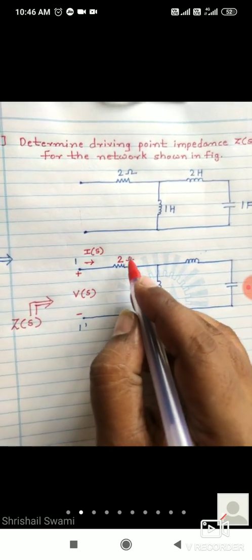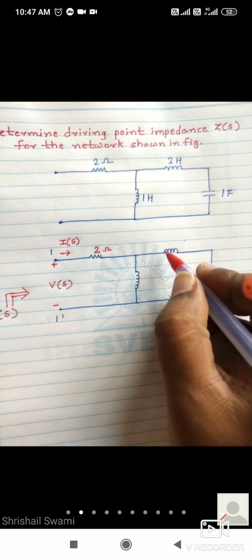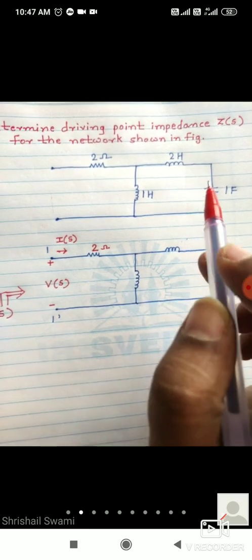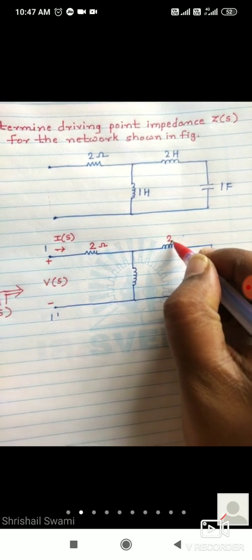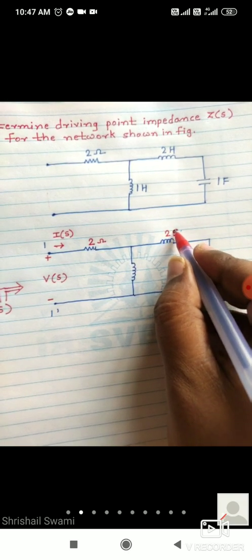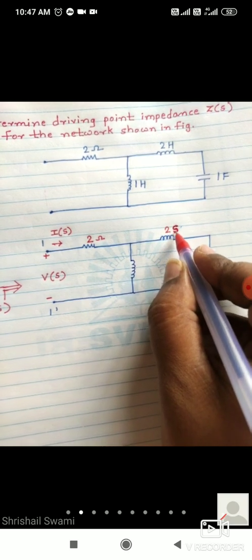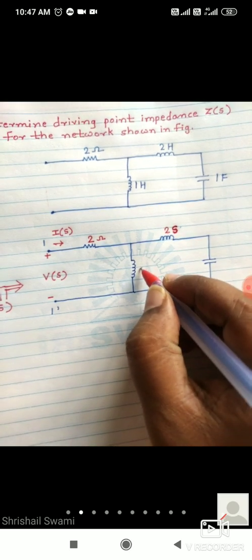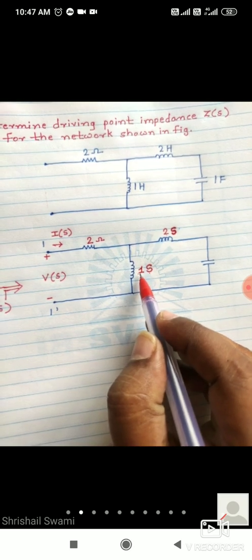2 ohm. In the Laplace domain the value remains as it is for a resistor. For an inductor it is L into S, where L is the value of the inductor and S is in the S domain. The L value here is 2, so 2S. Make it properly, it is not 25. Many students make mistakes here. So 2S. Here it is 1S, L into S, where the L value is 1 Henry.